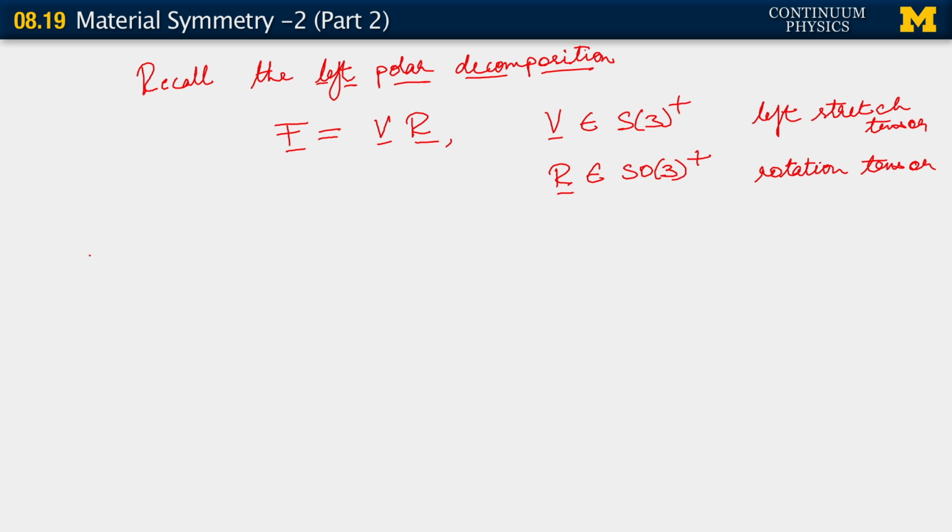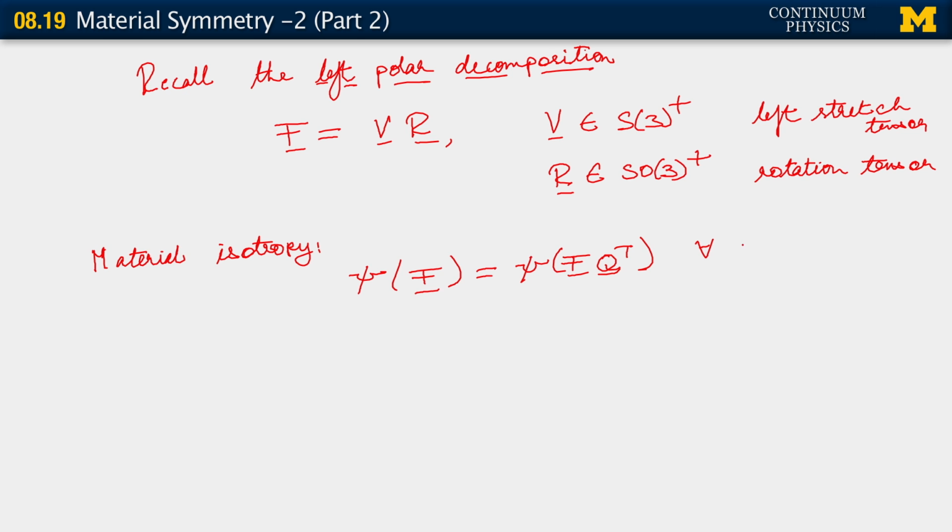Okay, so material isotropy tells us that our function psi should be such that psi of F equals psi of F Q transpose for all Q. But on the right hand side, we are now going to invoke our left polar decomposition.